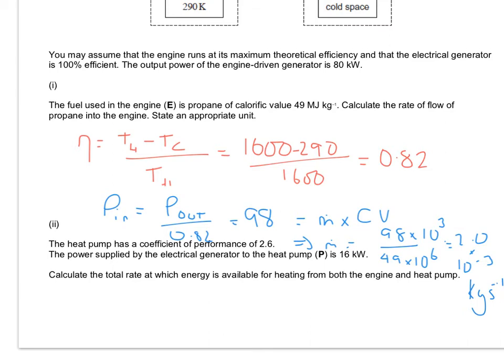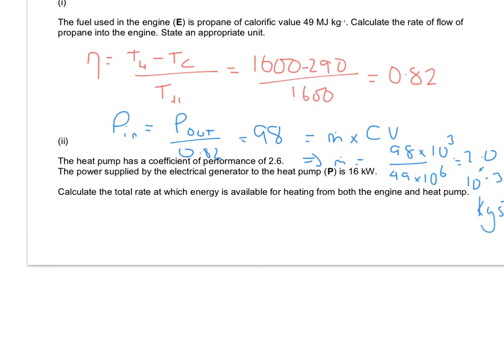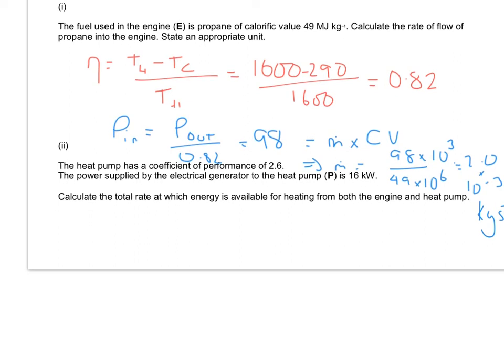So I used a bit more space than I was planning. Never mind. The heat pump has a coefficient of performance of 2.6. The power supplied by electric generator to the heat pump is 16 kilowatts. Calculate the total rate at which energy is available for heating from both the engine and the heat pump.